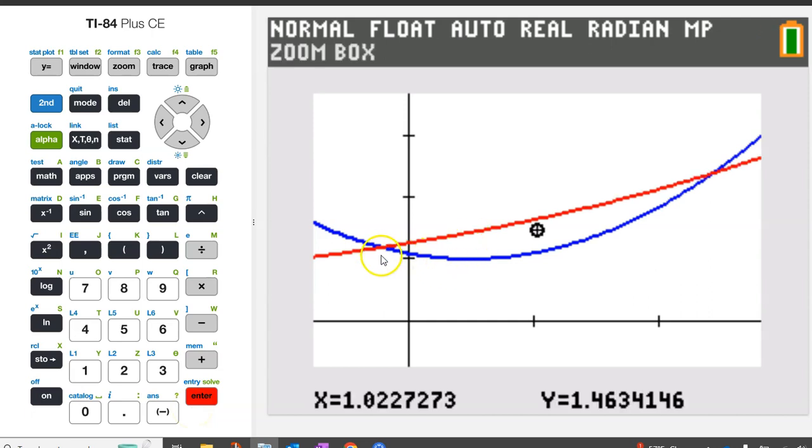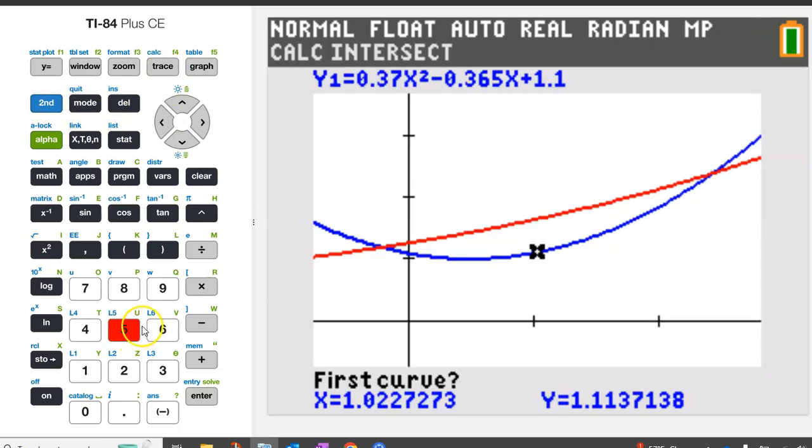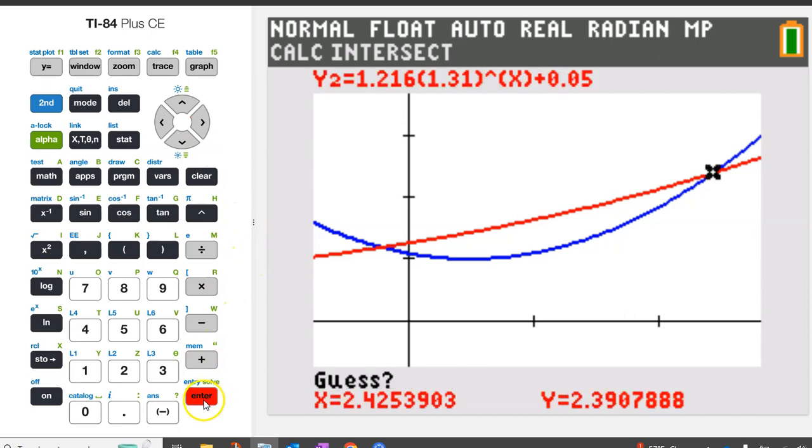So now we can really clearly see that this first intersection point is in negative time, so we will ignore that. So we just need to find this. So second trace intersect is option 5. Let's move a little bit closer to the point of intersection and hit enter 3 times. Enter, enter, enter.